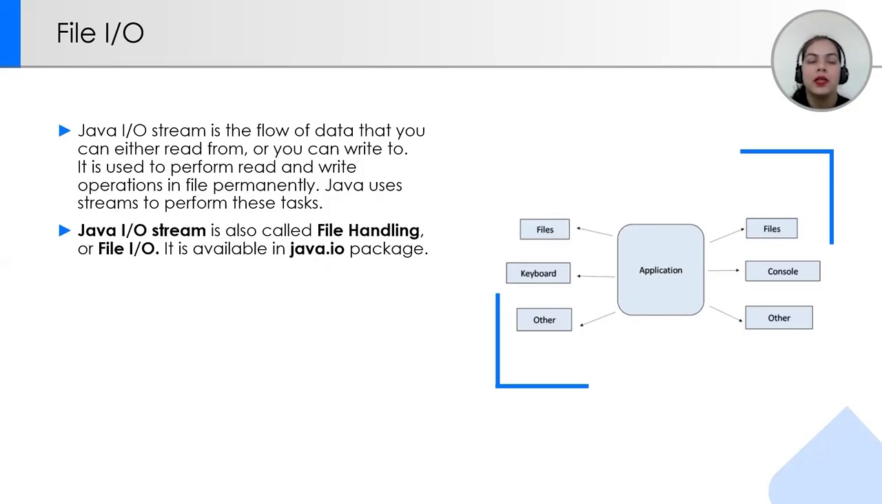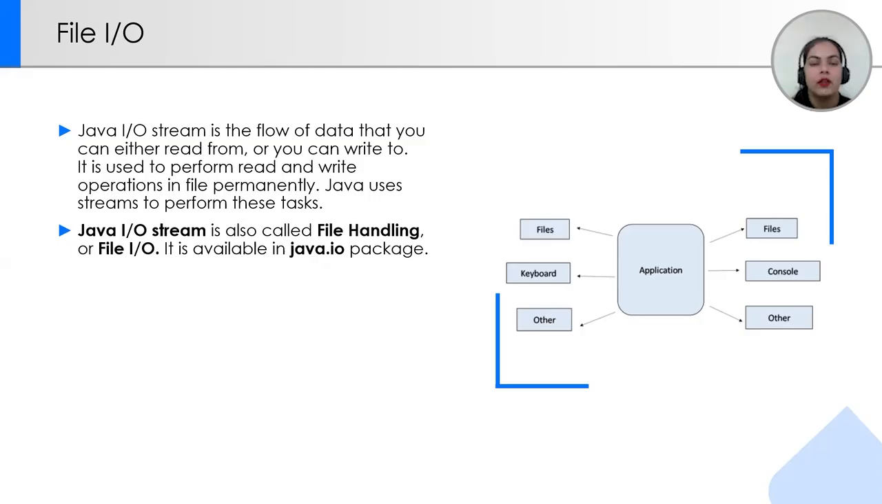So, what are the applications of file input output? You can write to a file with the help of the keyboard and other input devices, and you can read file data with the help of the monitor screen. That means the output will be available on the monitor screen. So something like that. Java IO stream is also known as file handling.